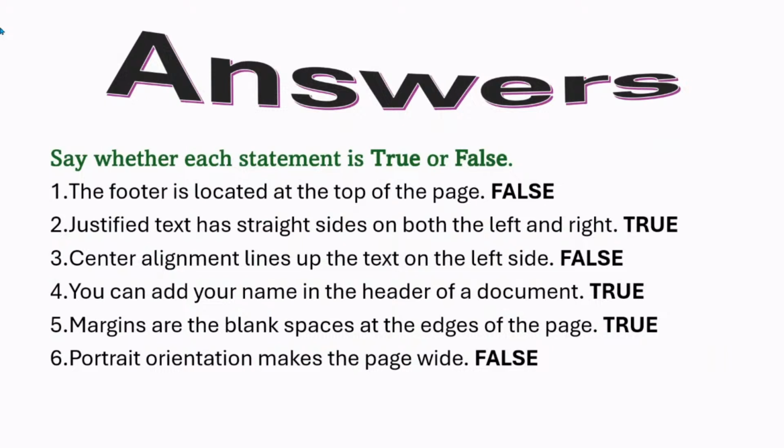So the footer is not located at the top of the page. It is located at the bottom of the page. Justify text has straight sides on both the left and right sides. Indeed, that is true, as both sides are well even. Center alignment lines up text on the left side of the page. This is false, as the center alignment lines up text in the middle, leaving both the left and the right sides uneven.